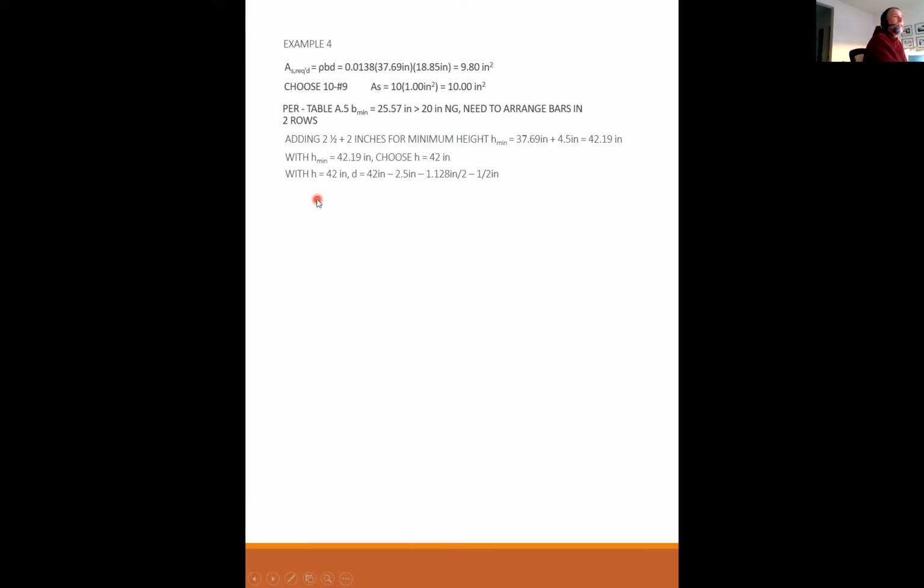I'm going to calculate what my actual D is going to be. Please don't miss this. I know we're getting close to the end here, but don't miss this step. I chose 42 because it's a nice round number, an increment of 2 inches, and I know that somebody can build a beam 42 inches deep. But with that, I'm going to calculate what my actual D is.